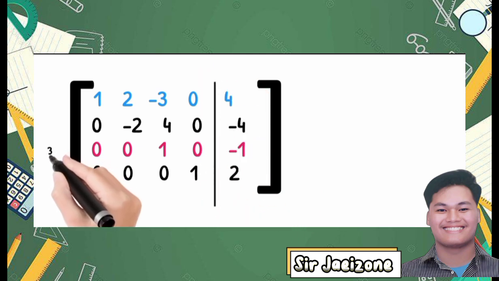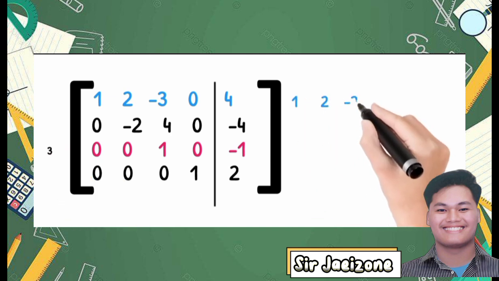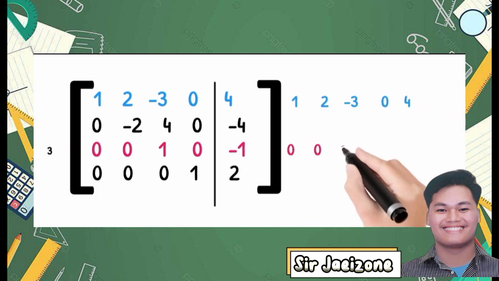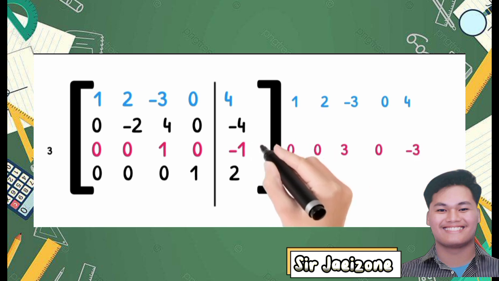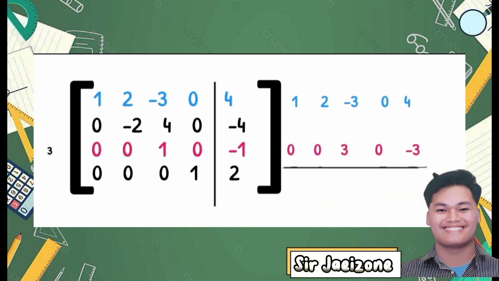Now we're gonna cancel out the negative 3 from the first row and make it 0. Multiply the third row by 3 and add the product of row 3 to row 1, and the sum of the two rows will be the new row 1.